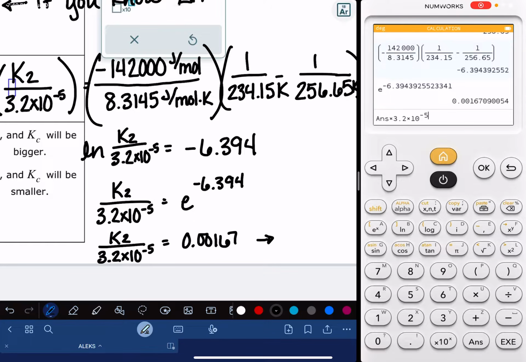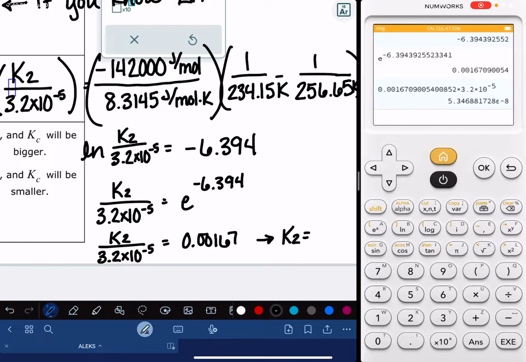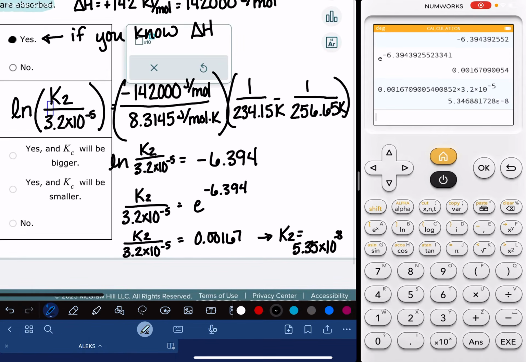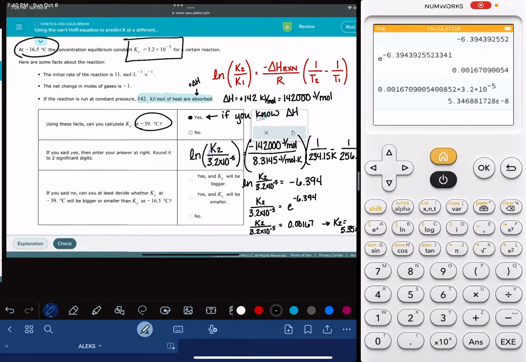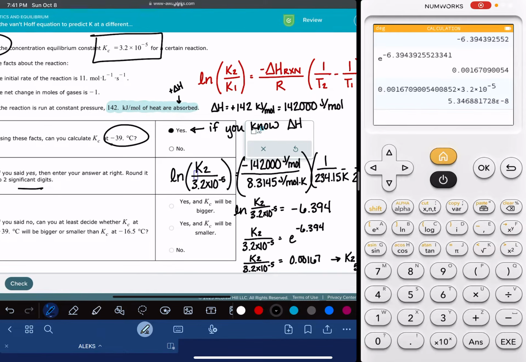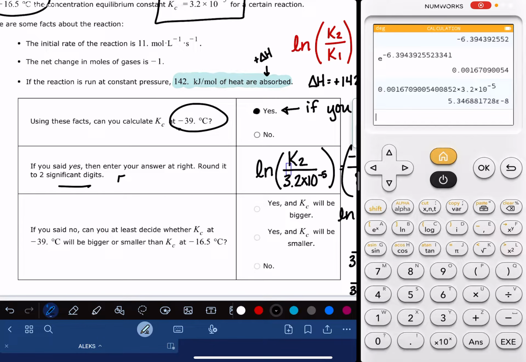Multiplying by 3.2 times 10 to the minus 5 gives me K2 is equal to 5.35 times 10 to the minus 8. It's a unitless number. I don't know how many sig figs ALEKS wants, but we could take a look at that. Two significant figures. So that's going to be 5.3 times 10 to the negative 8.